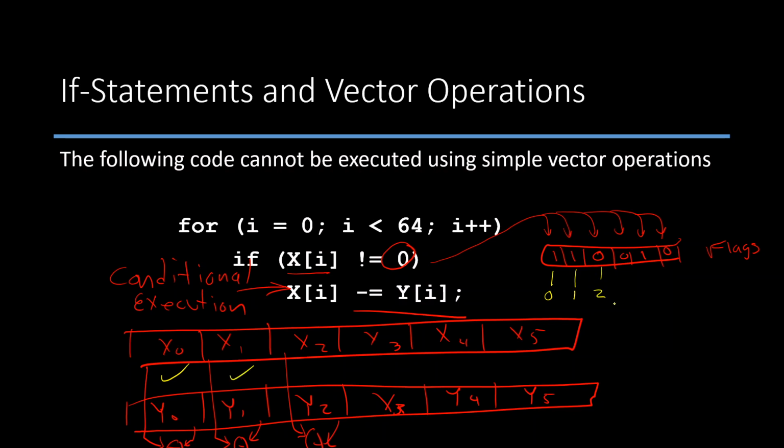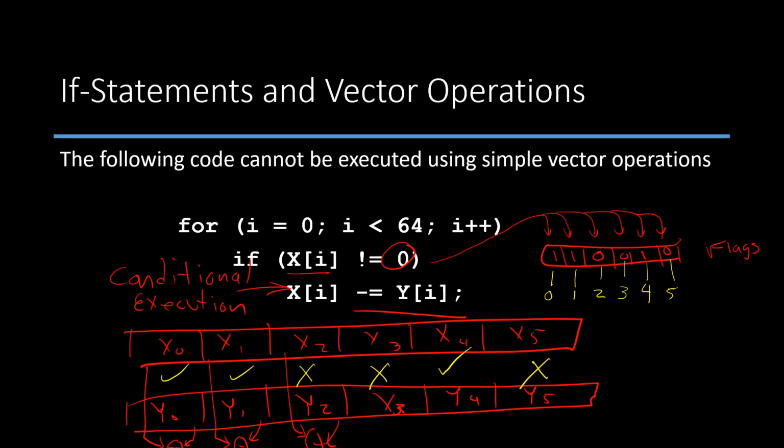There is a 0 in the second position, so that one is not going to get done. There's a 0 in the third position, that one's not going to get done. There's a 1 in the fourth position, so that one is going to get done. And there's a 0 in the last position, which means that one is not going to get done. And so although the operation is still being performed on the vector itself, this set of flags identifies whether or not the operation is going to take place in that particular lane.